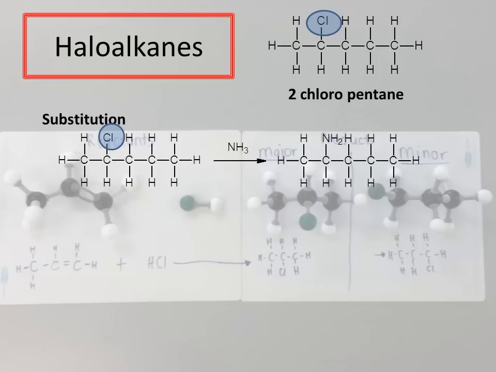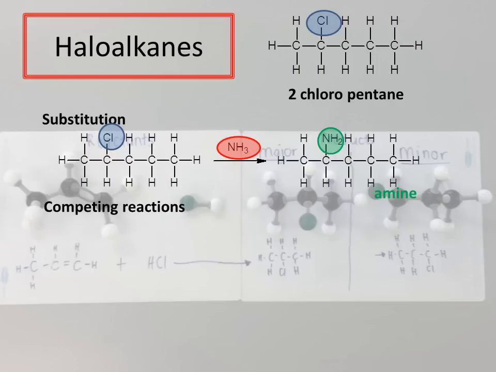We have our haloalkane. In this case, it's a chlorine. Remember it could be a fluorine, an iodine, or a bromine. I'm adding ammonia to it, and what's going to happen is it's going to substitute the chlorine here. So it's going to make NH2, which is an amine. There's actually going to be another byproduct. I haven't written that down here, but there's going to be HCl made as well.